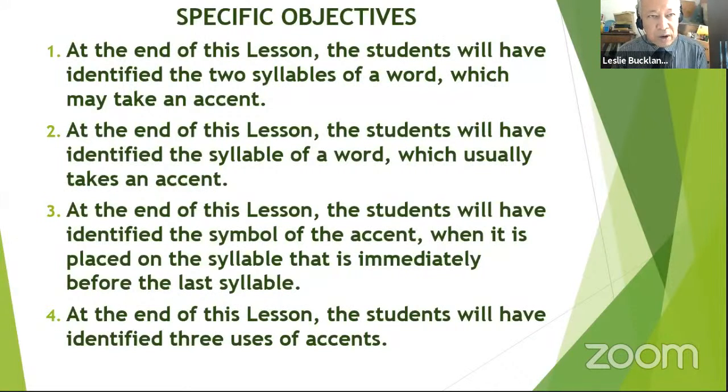The specific objectives are: 1, at the end of this lesson, the students will have identified the 2 syllables of a word which may take an accent. 2, at the end of this lesson, the students will have identified the syllable of a word which usually takes an accent. 3, at the end of this lesson, the students will have identified the symbol of the accent when it is placed on the syllable that is immediately before the last syllable. 4, at the end of this lesson, the students will have identified 3 uses of accents.